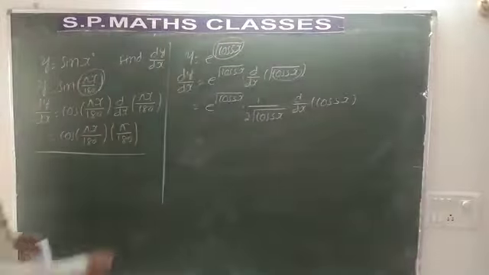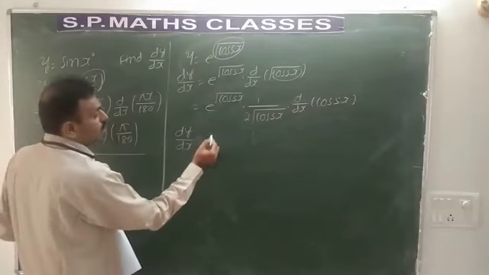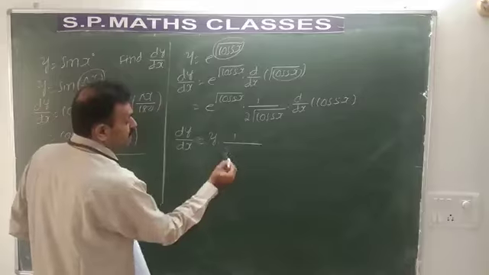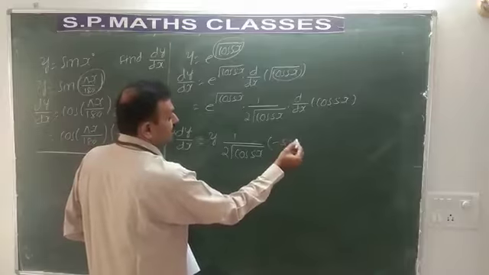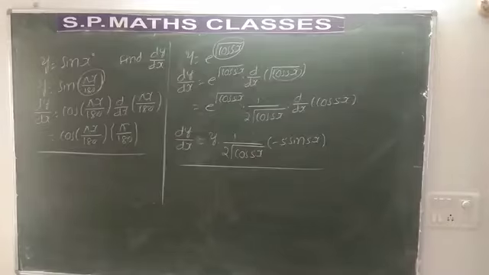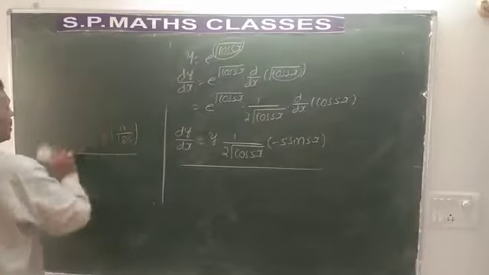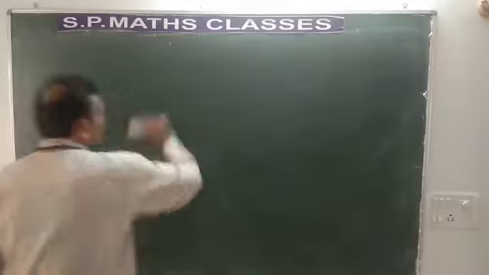Now what happens? Dy by dx is equal to e power root of cos 5x, which is y, into 1 by 2 root cos 5x into minus 5 sin 5x. This is what the derivative is. Hope you have understood this problem also. E power x, you consider x as root of cos 5x and next you have to take the derivative. So it's a very simple problem. We have completed 14 additional problems. We will continue with the other problems now.